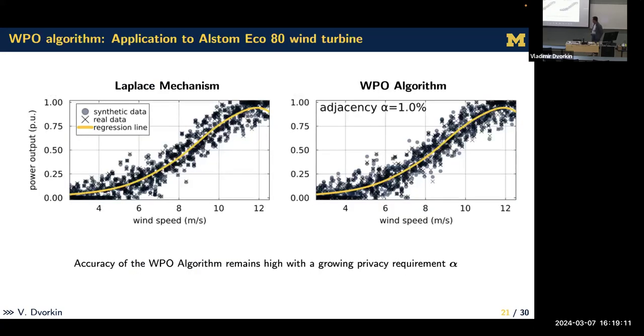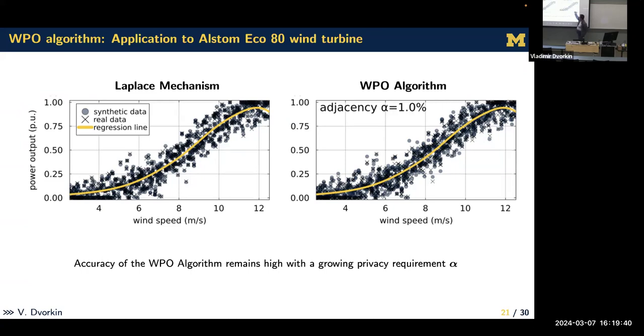So we have the WPO algorithm on the right. We have the Laplace mechanism on the left. Crosses show real data, circles show synthetic data. We have a regression model as a reference. And now I will show you an animation where we just apply noise to data using the Laplace mechanism as a simple baseline approach.